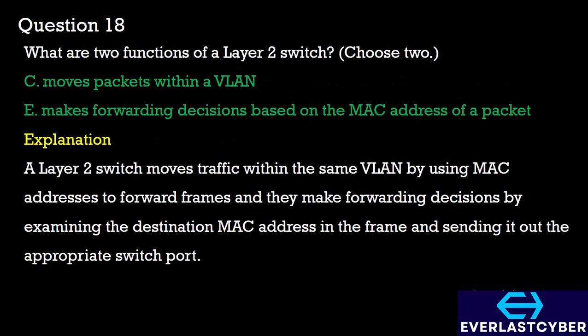For this, we'll be going with options C and E. A layer 2 switch moves traffic within the same VLAN by using their MAC addresses to forward the frames. It also makes forwarding decisions by examining the destination MAC address in the frame and sending it out to the appropriate switch port. So these are the two functions of a layer 2 switch.